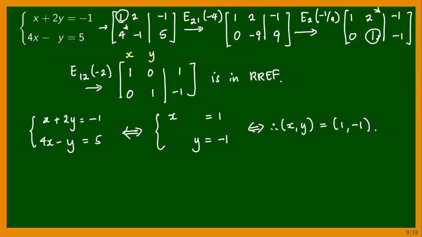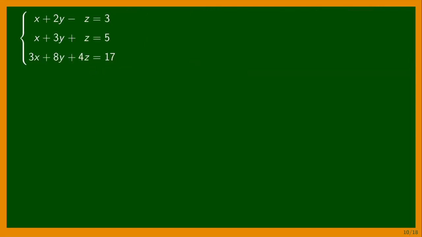Okay, let's try another one. So we first convert this into an augmented matrix. There you are. This is the augmented matrix. We next look at the first row. We need to make a pivot here. Luckily, we have a 1 over here. So we just wanted to eliminate everything below it using two type 3 operations.